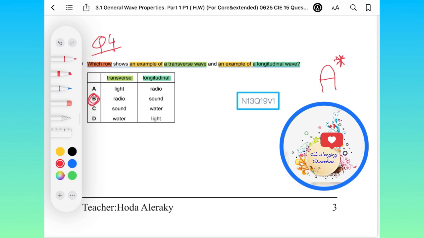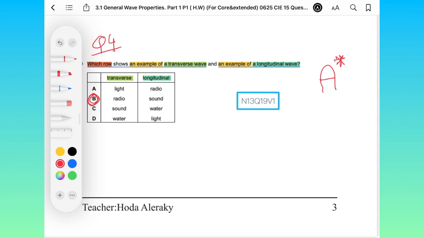Light is transverse, correct, but radio also is transverse. Here, sound is transverse. No. Water is longitudinal. No, water is transverse. Water and light. Water is transverse, right? But light is transverse also. Okay, so the only correct one here is the second one, B.